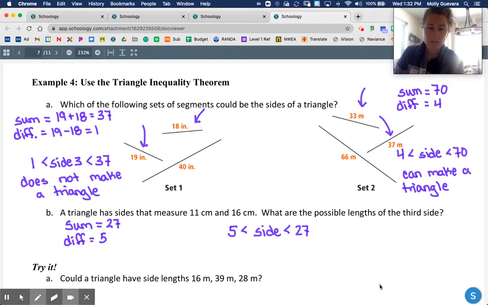So that's all that the triangle inequality theorem says: the third side has to be between that sum and difference of the other 2 sides. So you do have a try it real quick. There's an A and a B. Go ahead and pause the video, try it, and if you feel ready, go ahead and hit play, and we'll review it.